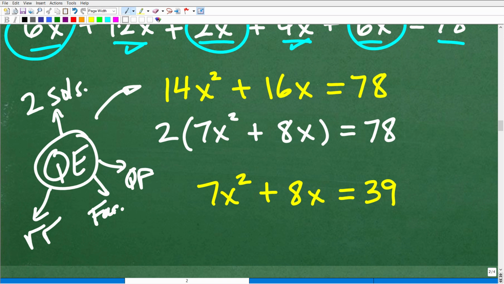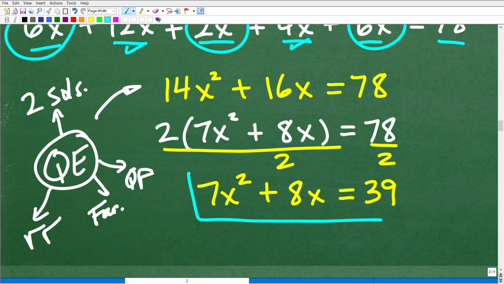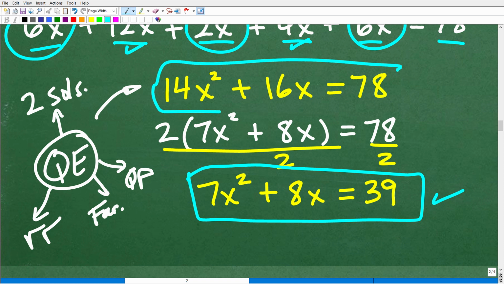But 78 is divisible by 2. So effectively, I can divide both sides of the equation by 2, and I end up with this lovely equation right here, 7x squared plus 8x is equal to 39, okay? So you always want to work with the simplest version of this equation. In other words, this equation and this equation are equivalent, but these numbers here are lower and easier to work with, especially if I feel like I need to use the quadratic formula, okay?